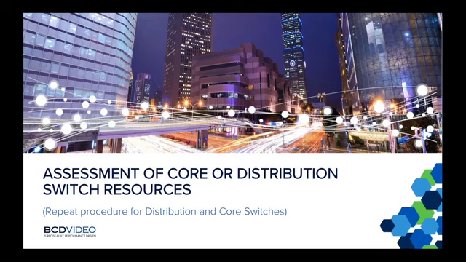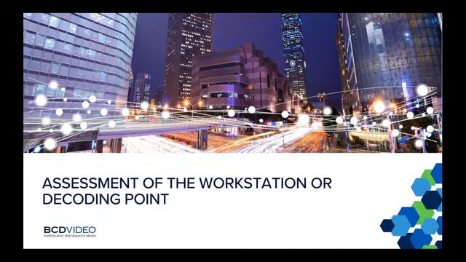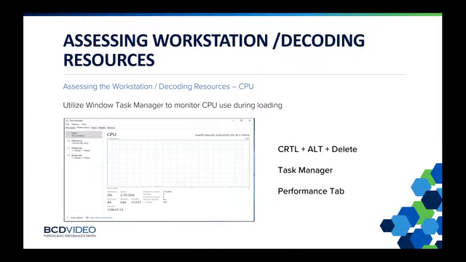All of those things I just went over, you would go through each switch in the network from edge to distribution to core in the path or chain of data flow where the video goes from camera into decoding point. So you basically would rinse and repeat. The last thing you look at is the decoding point.